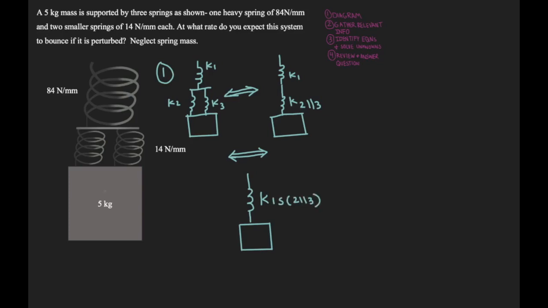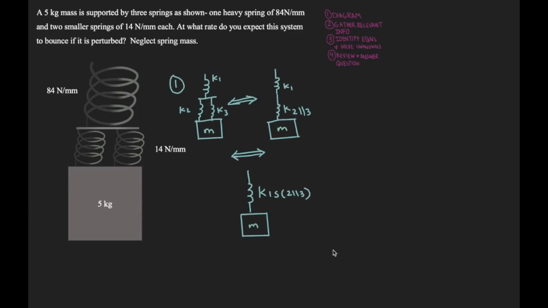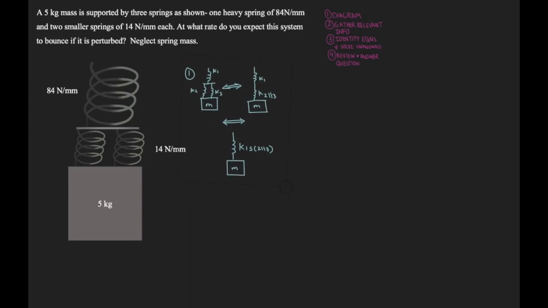And so you can see springs 2 and 3 are going to be combined in parallel, and then those are going to be combined with spring 1. And we're going to have this 1-spring system.